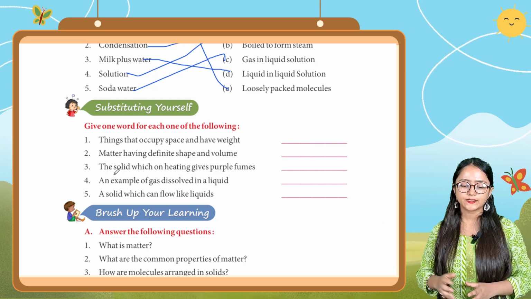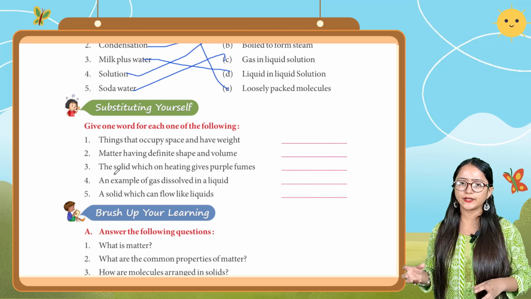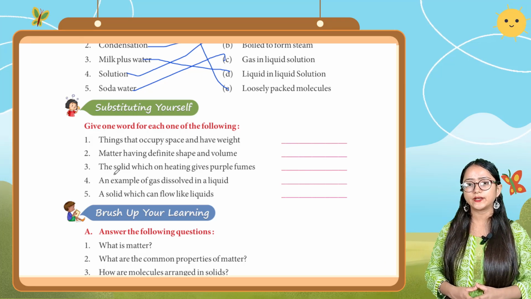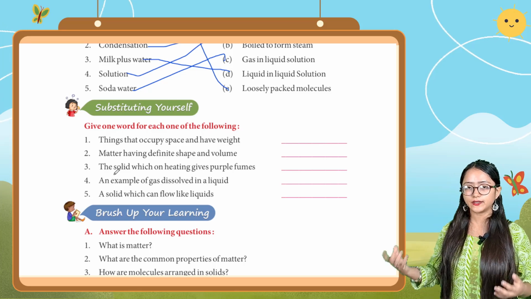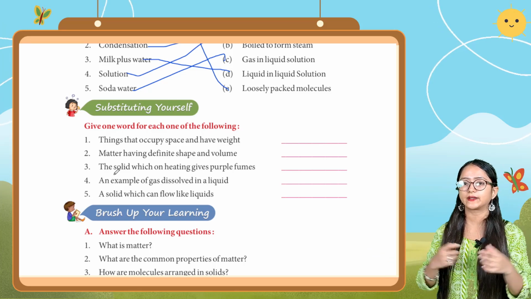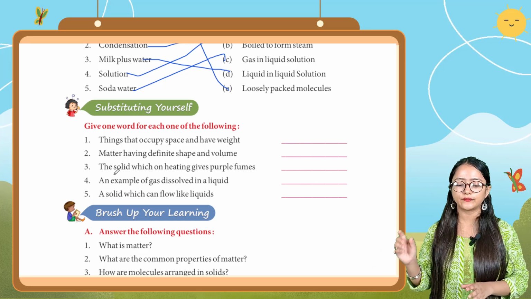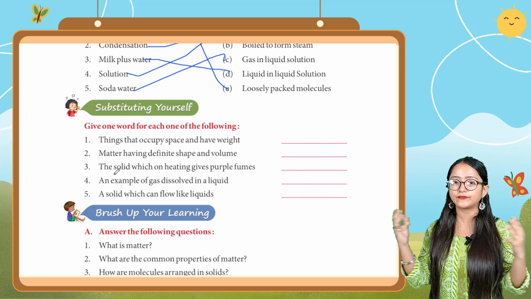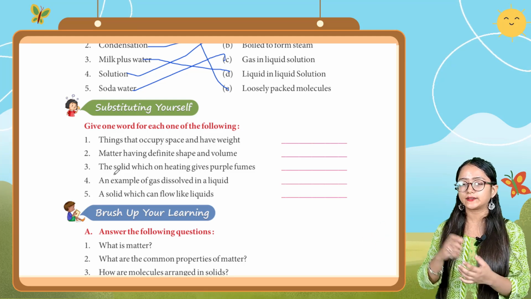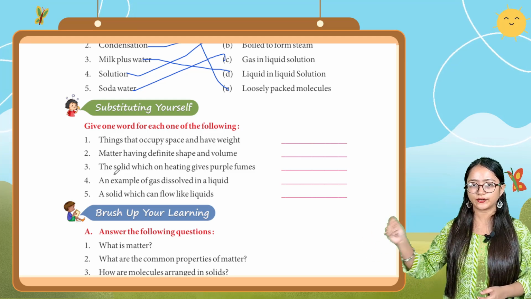Okay, next one is matter having definite shape and volume. Matter having definite shape and volume also. Okay, and here the particles are closely packed. That means its state, you have to write solid here. Okay, so matter having definite shape and volume, the answer is solid. So you have to write solid state here.